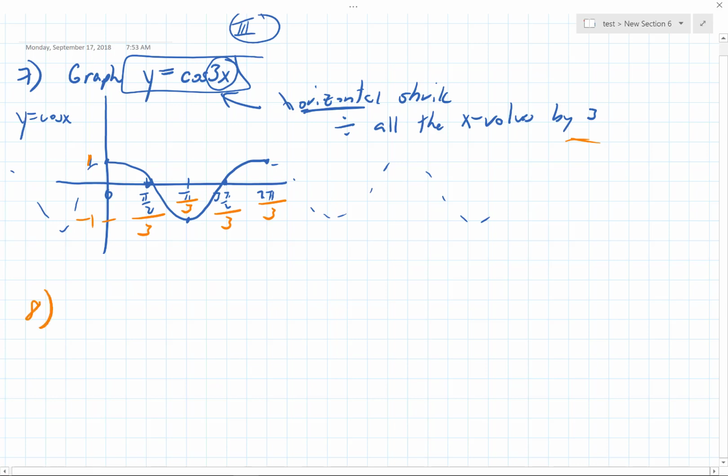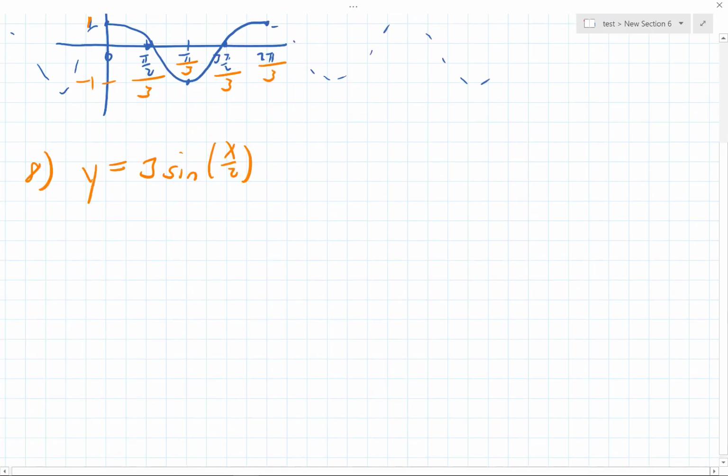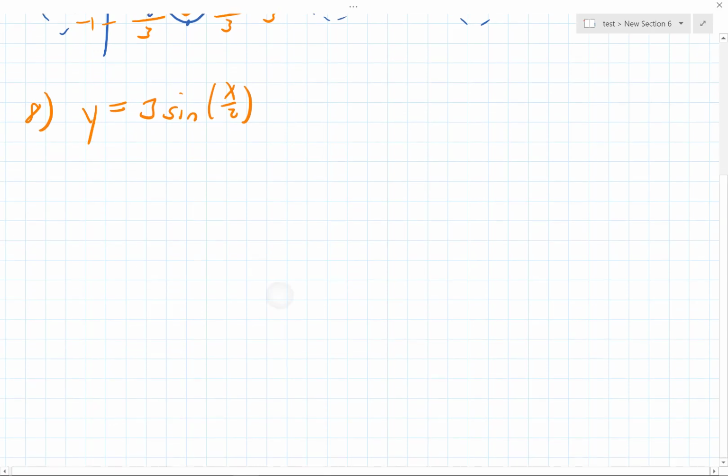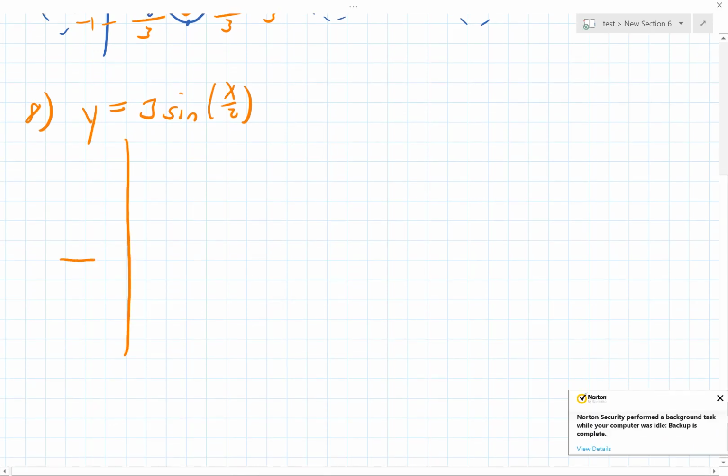The same thing would go for 8, same idea. You've got y equals 3 sine x over 2. And again, as far as I know, you're not going to be graphing these, but it is good if I show you the parent function. You should be able to translate a parent function. That's more the speed of subtest 1.